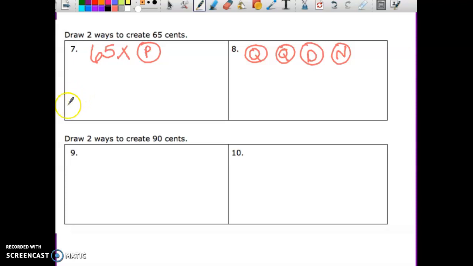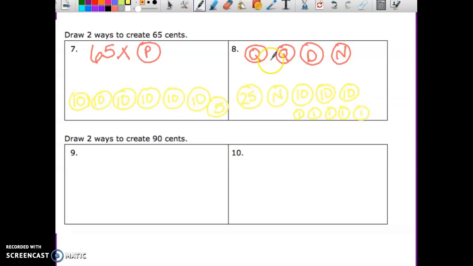So they could have done a few dimes, 6 dimes, and then a nickel. Or they could have done, I saw this, a quarter, a nickel, and then 3 dimes, and then 5 pennies. And I really don't care how they draw their money.